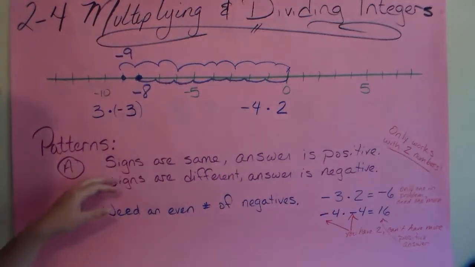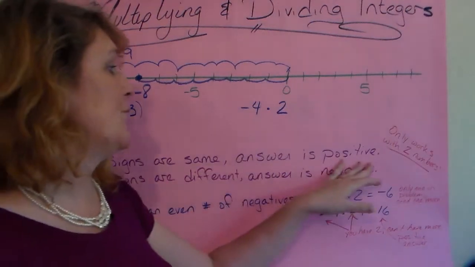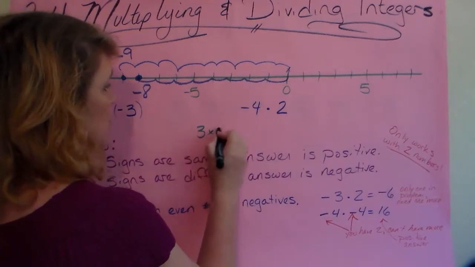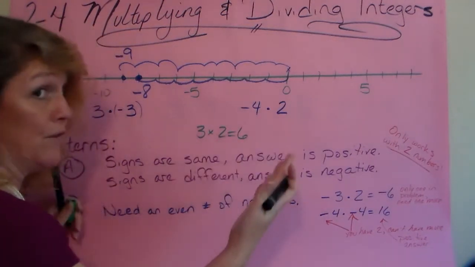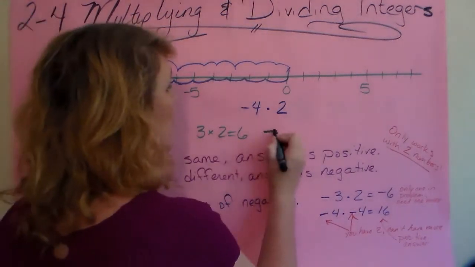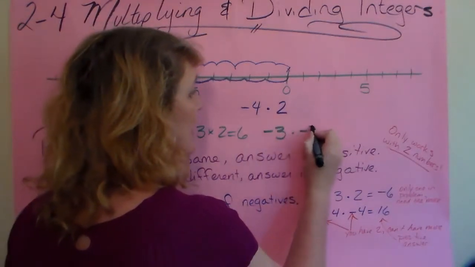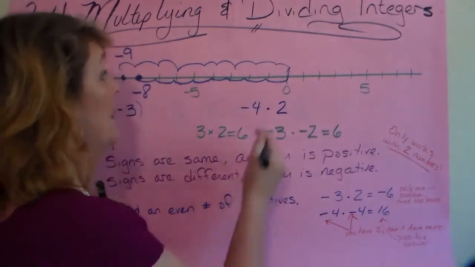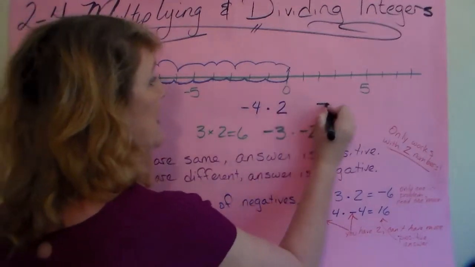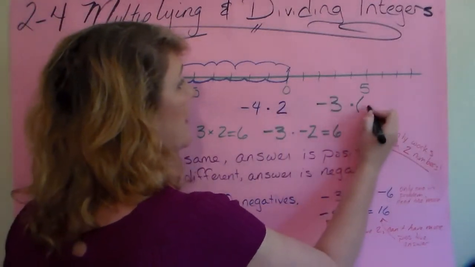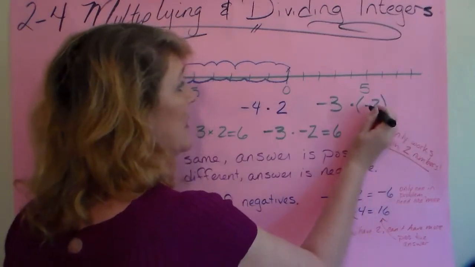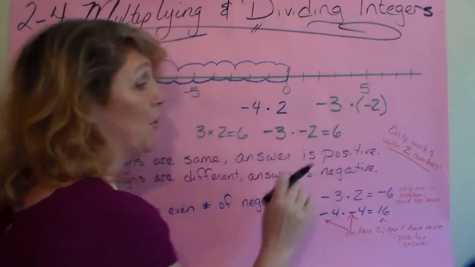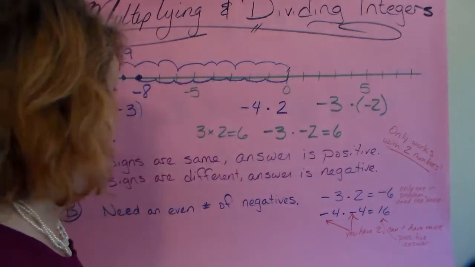First pattern, if the signs are the same, the answer is positive. So you know that 3 times 2 is 6. Okay, you've known that for a long time. But negative 3 times negative 2 is also 6. If you do negative 3, negative 2 times, the negatives cancel each other out, and you end up going in a positive direction.